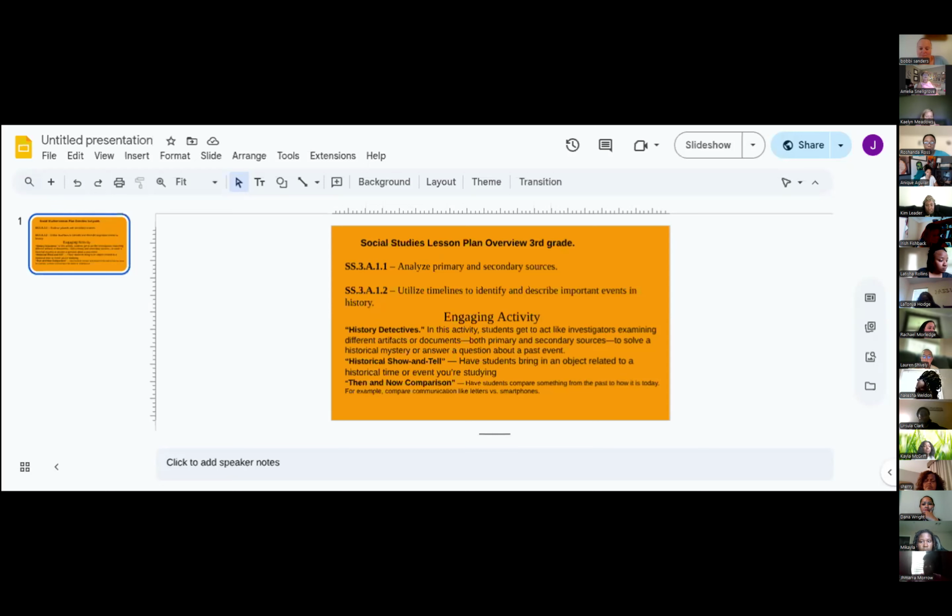The second one will be a show and tell, where they can bring an object in from the new millennium or back in the past, and we can talk about it. The third one would be a then and now comparison, where we'll compare the old days to now. As far as communication, they used letters back then, and now we use cell phones, and we'll just talk about it like that. That's all I have.